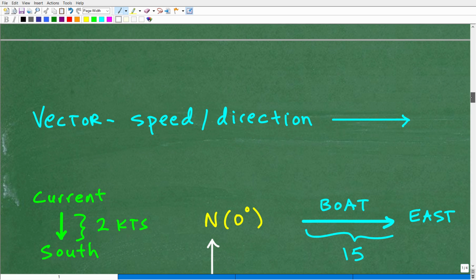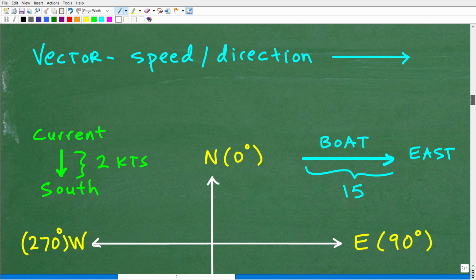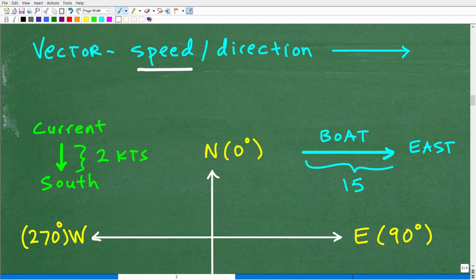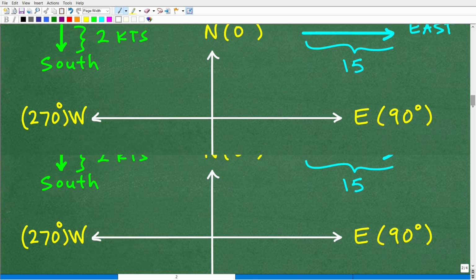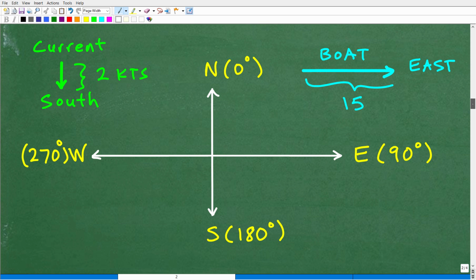Okay, so let's talk about vectors again. A vector, remember, represents speed and direction, our arrow. And what we're going to do is basic vector math. Now you might be saying, vector math, what is that? Well, I'm going to show you this right now.